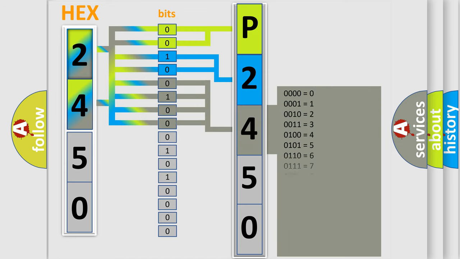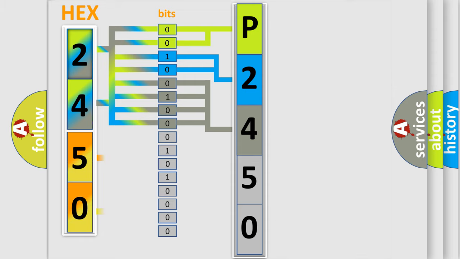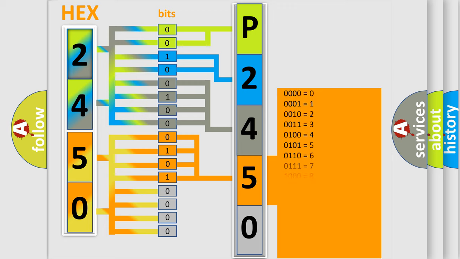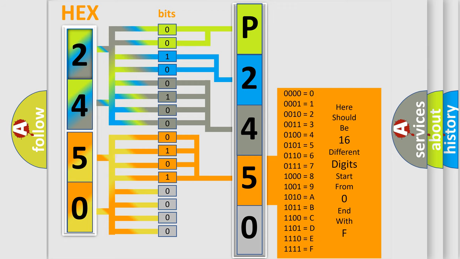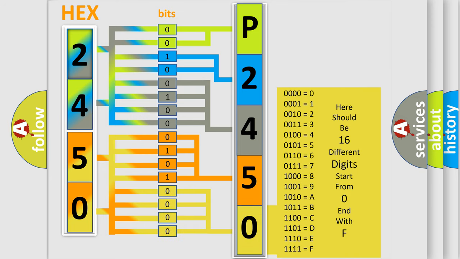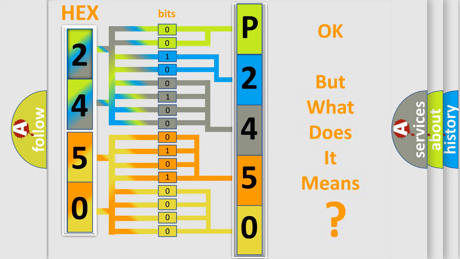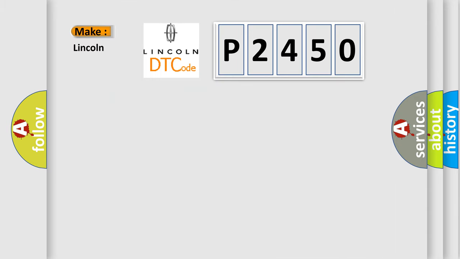The second byte is composed of a combination of 8 bits. The first 4 bits determine the fourth character of the code, and the combination of the last 4 bits defines the fifth character. A single byte conceals 256 possible combinations. We now know in what way the diagnostic tool translates the received information into a more comprehensible format. The number itself does not make sense to us if we cannot assign information to what it actually expresses. So, what does the diagnostic trouble code P2450 interpret specifically for Lincoln car manufacturers?